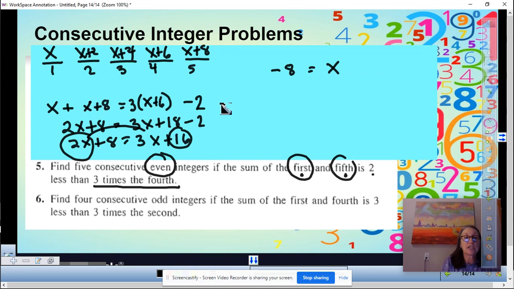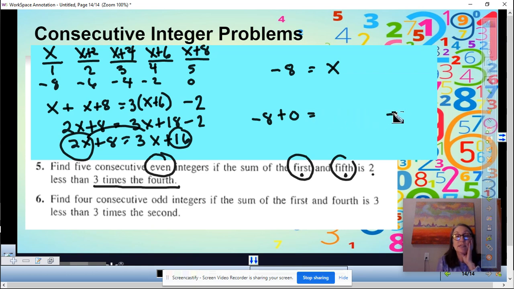Make sure this is right. I'm going to really check my math here. So if my first term is negative 8, this is negative 6, negative 4, negative 2, and 0. So the sum of the first and the fifth, so negative 8 plus 0, is equal to 2 less than 3 times the fourth one. 3 times the fourth one, that's negative 12. And I'm going to say 2 less than 3 times the fourth. That's negative 14. And so I've done something wrong here.